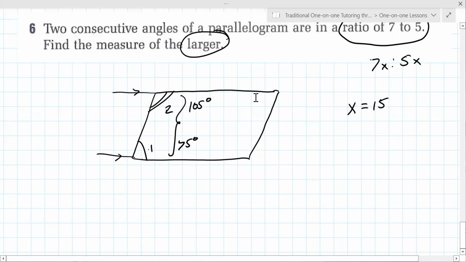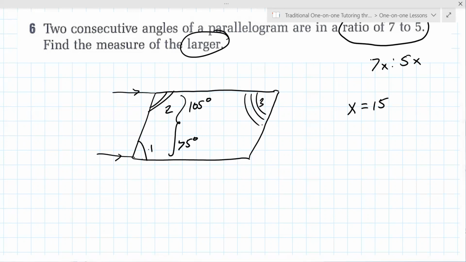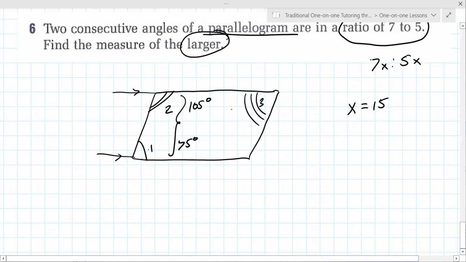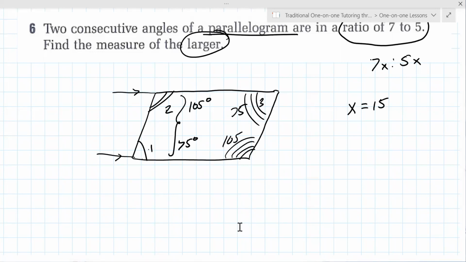Okay, what is the measure of angle 3 over here, in that parallelogram? 75. Yes. And how about the one over here down below? 105. Yes. So it's always true that any two consecutive angles add up to 180 in a parallelogram. There are a lot of caveats and exceptions in math.